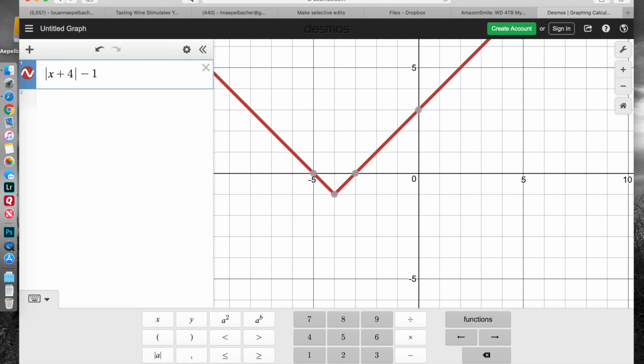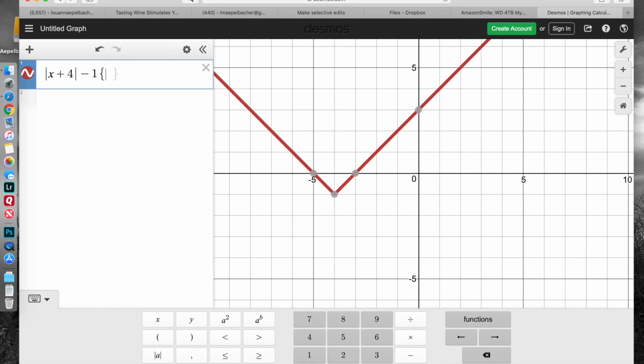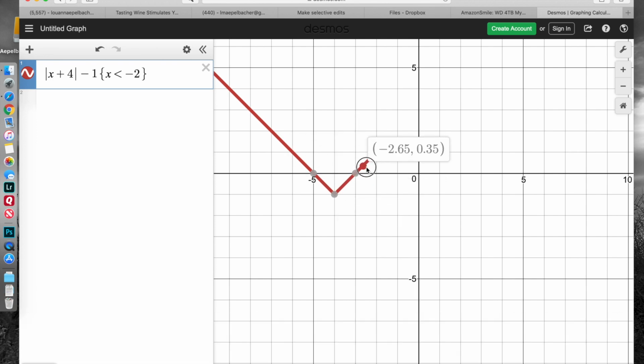But I want to restrict that to the portion of the graph that is less than -2, but not including -2. So I'm going to go over here and grab the curly brackets, and then I'm going to go back here and I'm going to type x is less than -2. And you can see that the graph then stops at -2, and it doesn't include -2. It tells you that the y value is undefined when x is -2.